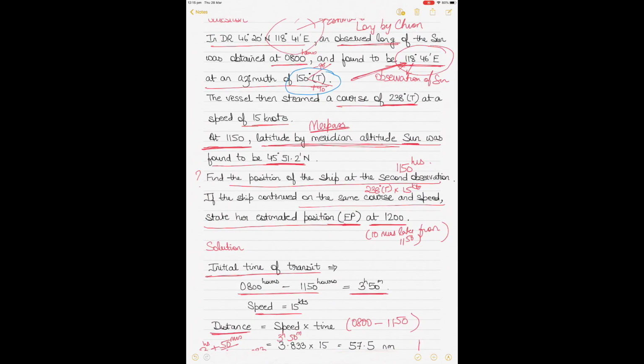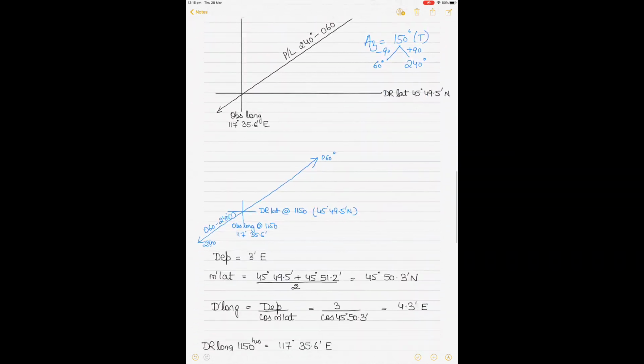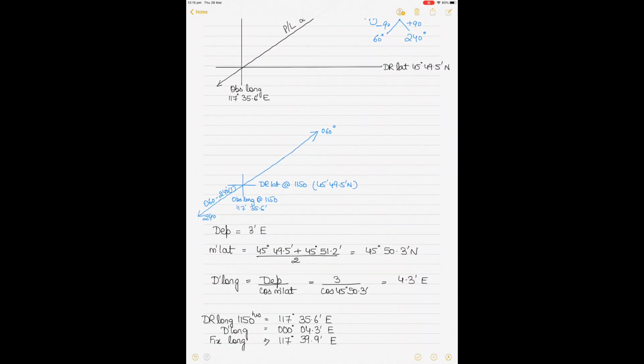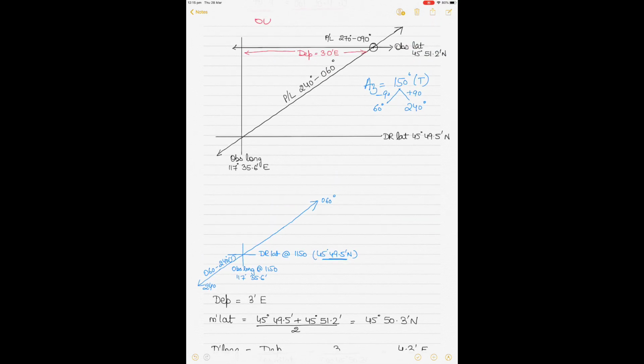Your second position line is your meridian latitude, because this is also based on the observation of the sun as a celestial body. So 45 degrees 51.2 minutes north is what you have to plot. Got it? How do you plot this here? Now you know that this is 45 degrees 49.5 minutes north, and you have to plot 45 degrees 51.2.